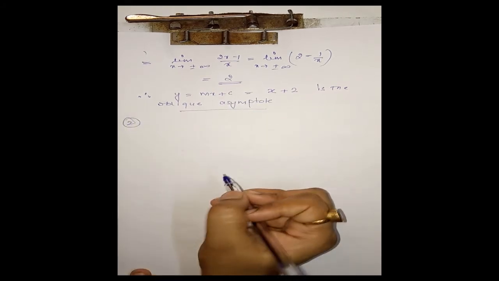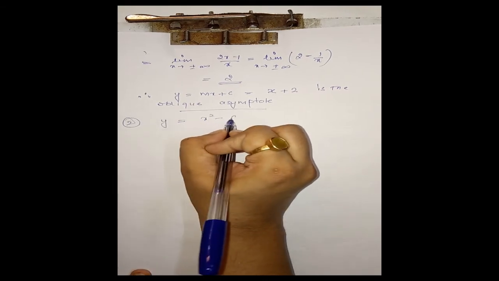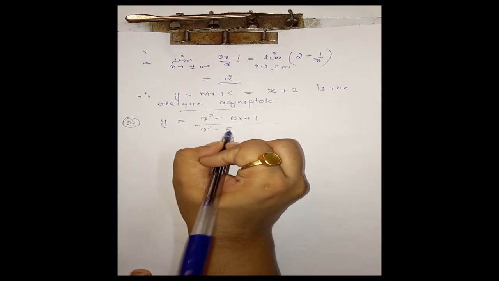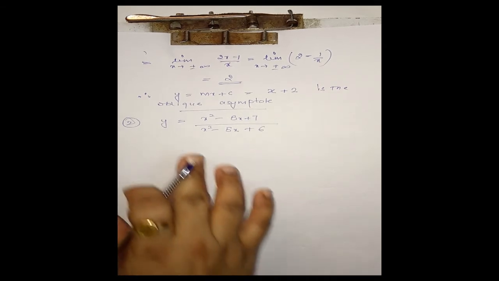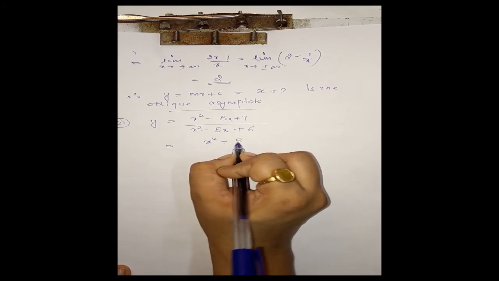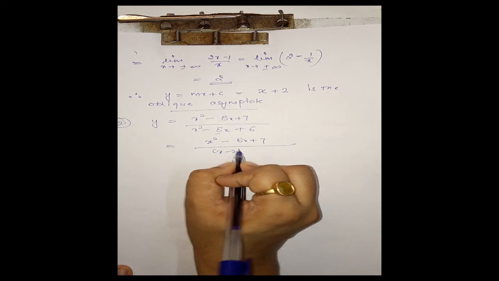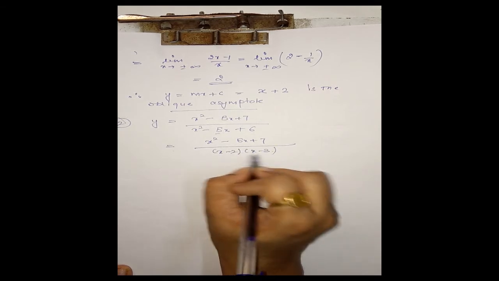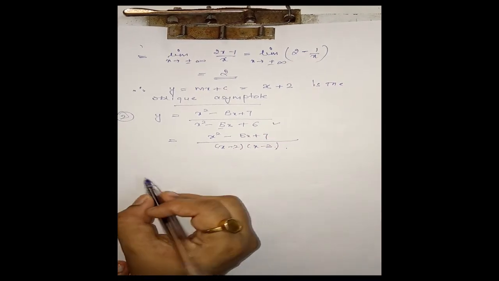Consider the next example. Let y be equal to (x square minus 5x plus 7) upon (x square minus 5x plus 6). Okay, now this curve is given to us. Now this can be written as x square minus 5x plus 7 upon x minus 2 into x minus 3, since x square minus 3x minus 2x plus 6 factorizes like this.